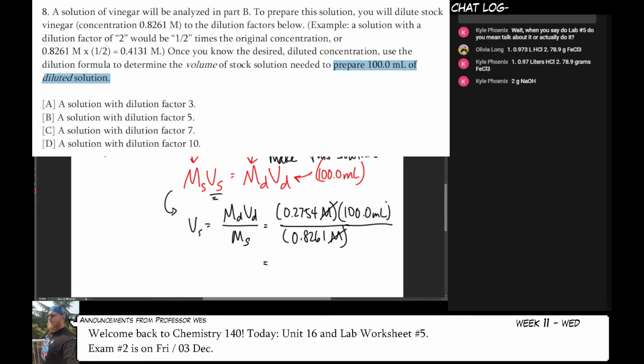And when I do this, I get 33.33333. Oops. I don't know how to spell. So we would need 33.33 milliliters of stock solution to make the diluted vinegar solution with dilution factor 3.